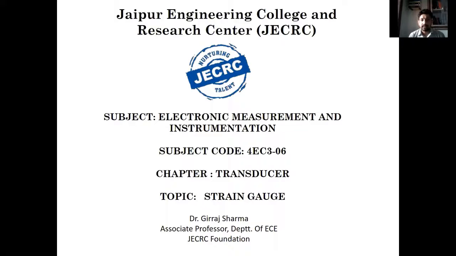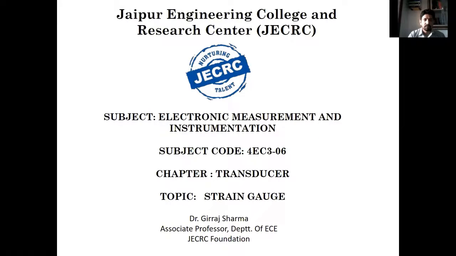Now before starting this topic, let me briefly introduce what a transducer is. A transducer is a device which converts non-electrical quantities into an electrical quantity. For example, a microphone converts an audio signal into an electrical signal, which can be a voltage or current. There are various types of transducers, out of which strain gauge is one. Strain gauge is basically used to measure strain, and it can convert pressure, force, or displacement into an electrical quantity.